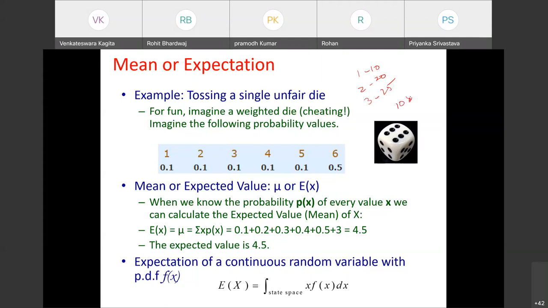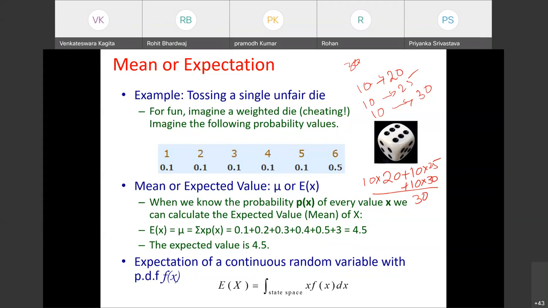10 plus 20 plus 25, divided by 3. This is how we compute the average or the mean value, isn't it? Suppose you are given the information that out of 30 students, 10 students have marks 20, 10 students have marks 25, and 10 students have marks 30. How would you measure the average? 10 times 20 plus 10 times 25 plus 10 times 30, divided by 30. This is how we measure the average, isn't it? Correct? Yes or no?